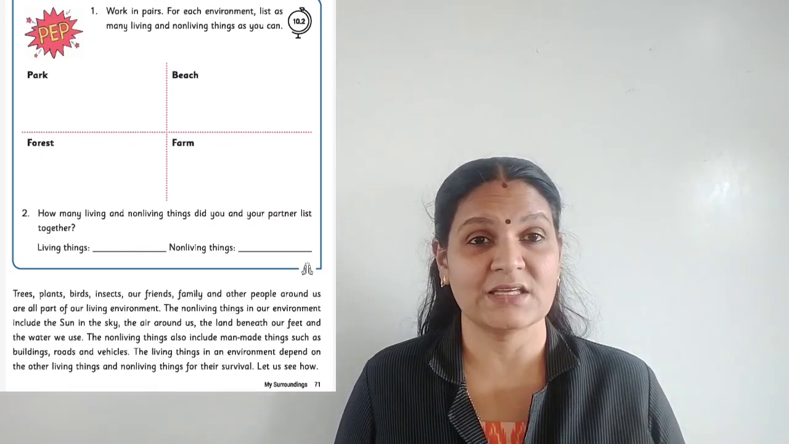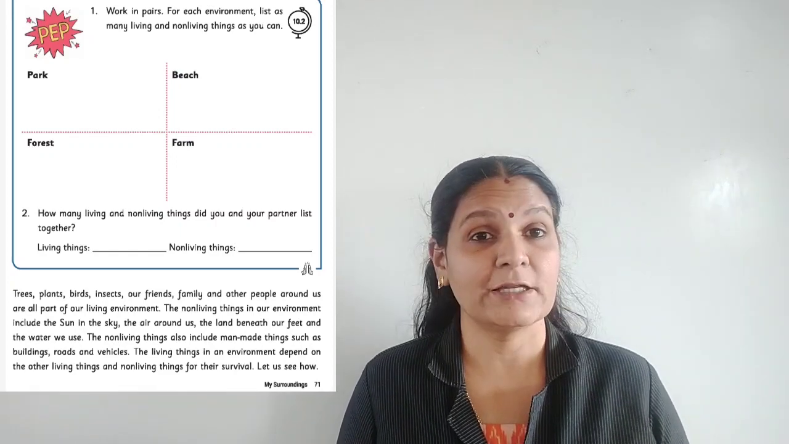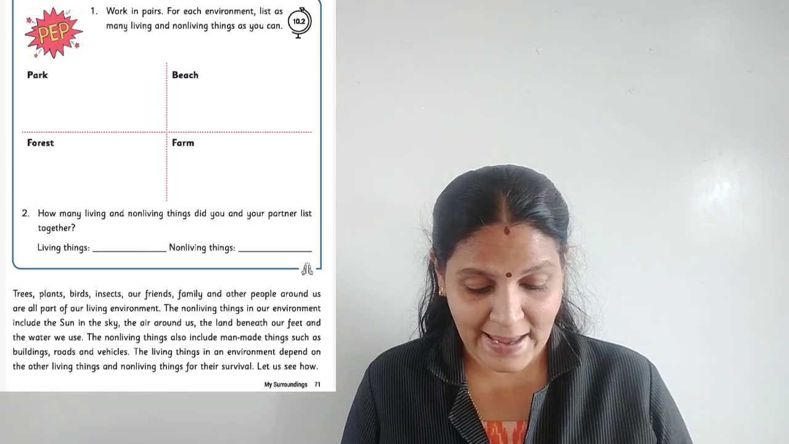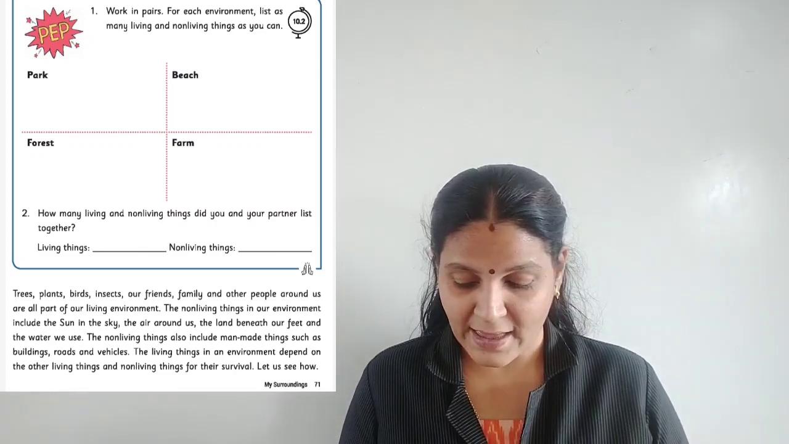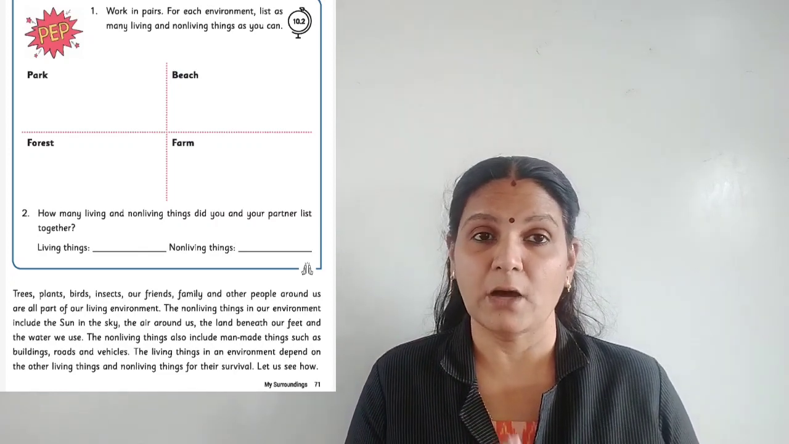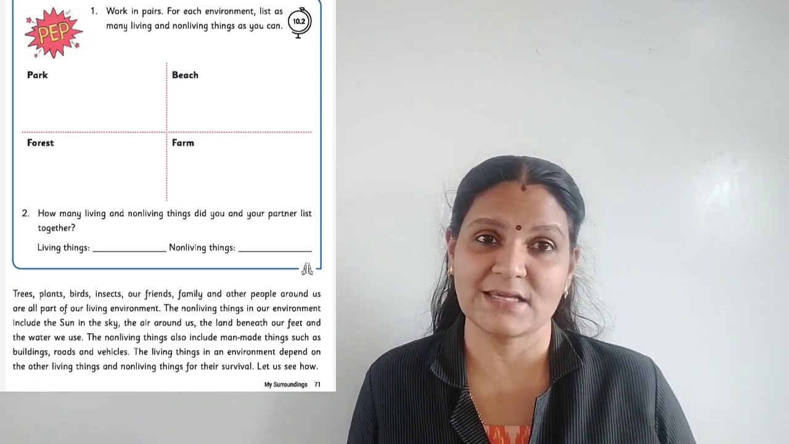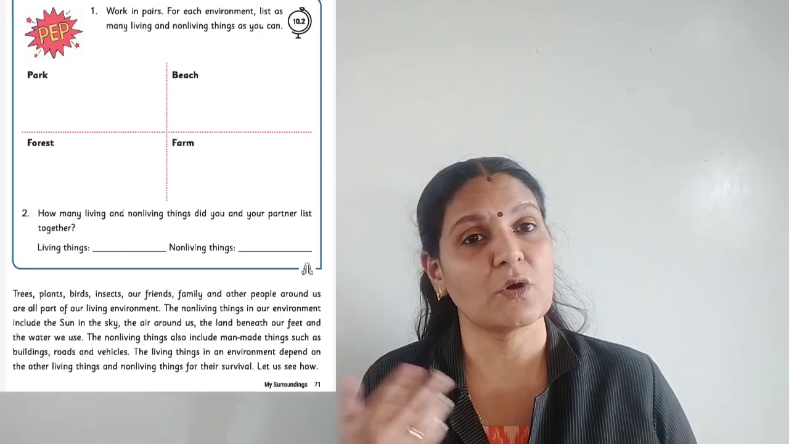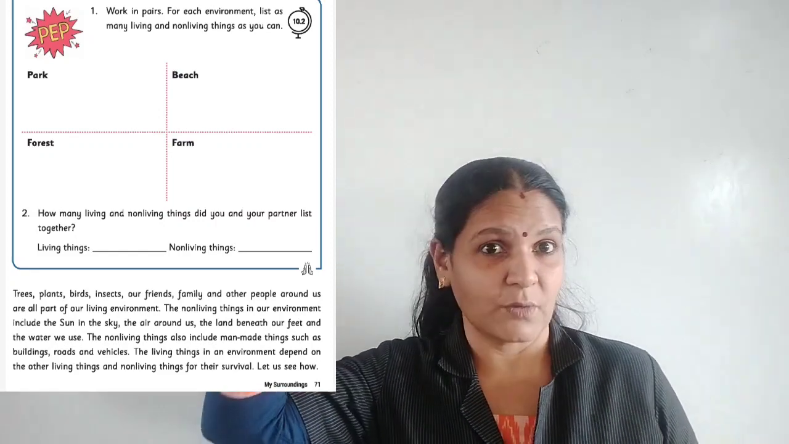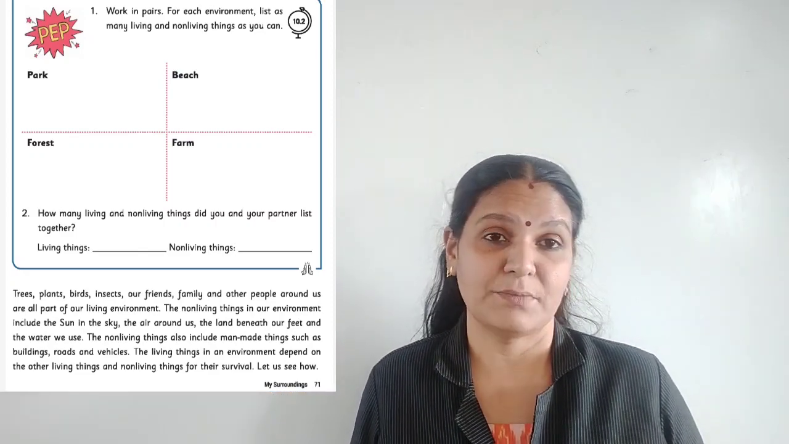The non-living things in our environment include the sun in the sky, the air around us, the land beneath our feet and the water we use. So now we spoke about all the living things, like trees, plants, birds. These are all living things. What about the non-living things? The sun above our head, the land beneath our feet.